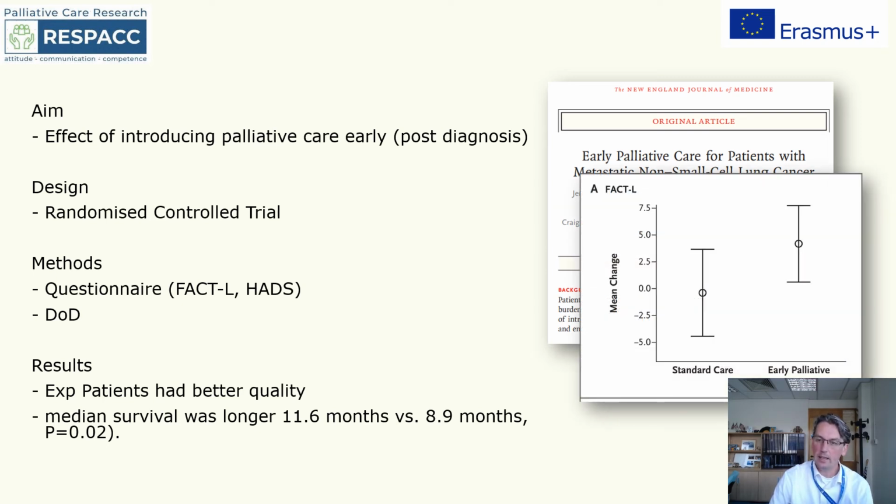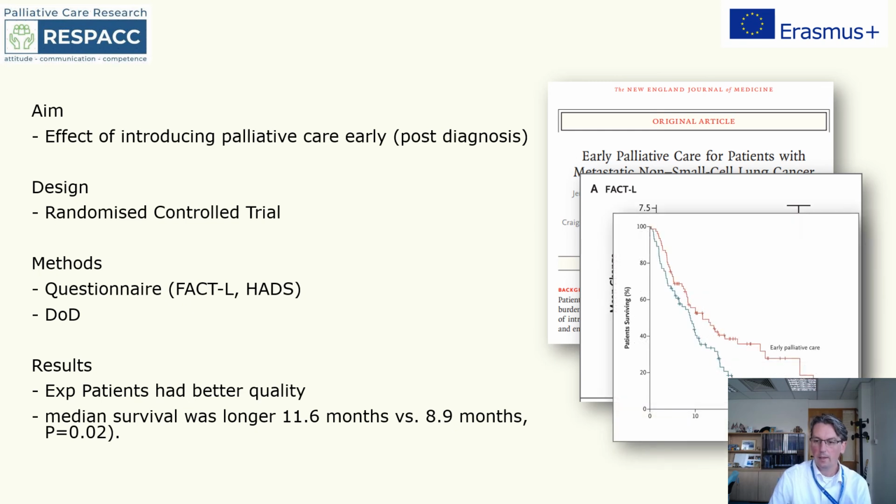So again, we can see here in the data that's presented, you can see the mean change between the standard care group and the early palliative care group. And again, the Kaplan-Meier graph here shows that patients who had early palliative care lived on longer. And again, really interesting here to look at about 20 months, you can see the difference in the number of patients surviving. Up to 20 months is quite stark between the two groups.